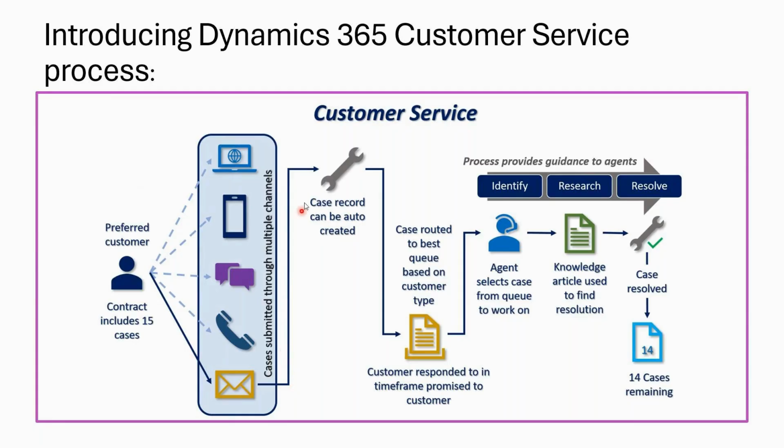This will be taken and auto created in our D365 service module. The case will automatically get created. Once the case is automatically created here, then the case is routed to a queue based upon the customer type, or based upon the type of the case. These routing rules and everything we are able to configure. This is what we are going to do here.